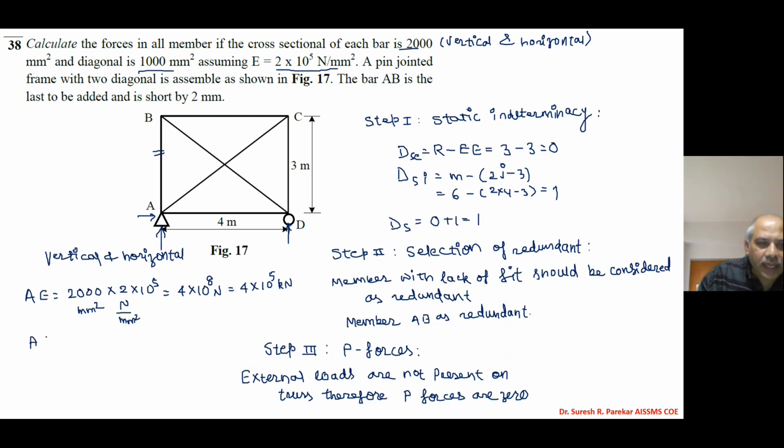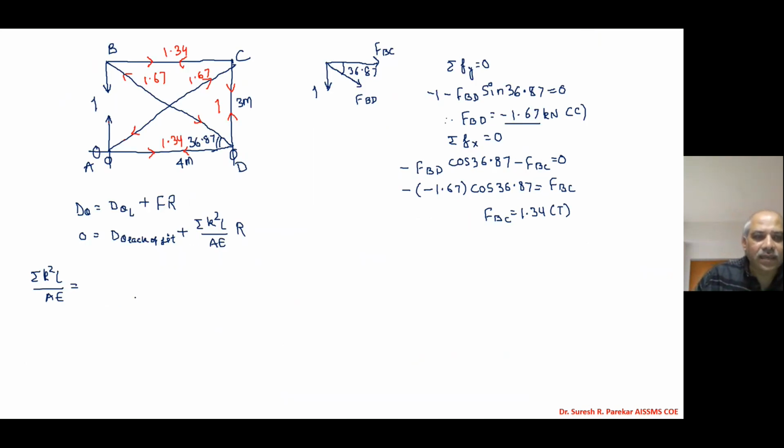Now we will go AE for diagonals. And here only the area changes. Here we have 1000 into 2 into 10 raised to 5, and I can write directly 2 into 10 raised to 5 kilonewtons. And then we will use these values, and then we will find K square L.